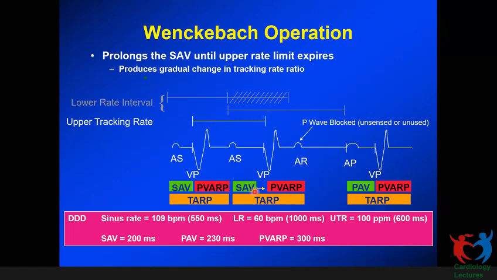So we are waiting 50 milliseconds longer. So my AV interval gets extended by 50 milliseconds and delivers V pace. Now I'm delivering V pace 50 milliseconds later, so I'm starting the PVARP also 50 milliseconds later. Because I'm starting this 50 milliseconds later, with the same sinus rate that is happening at 550 milliseconds, the next P wave is likely to fall inside the PVARP.